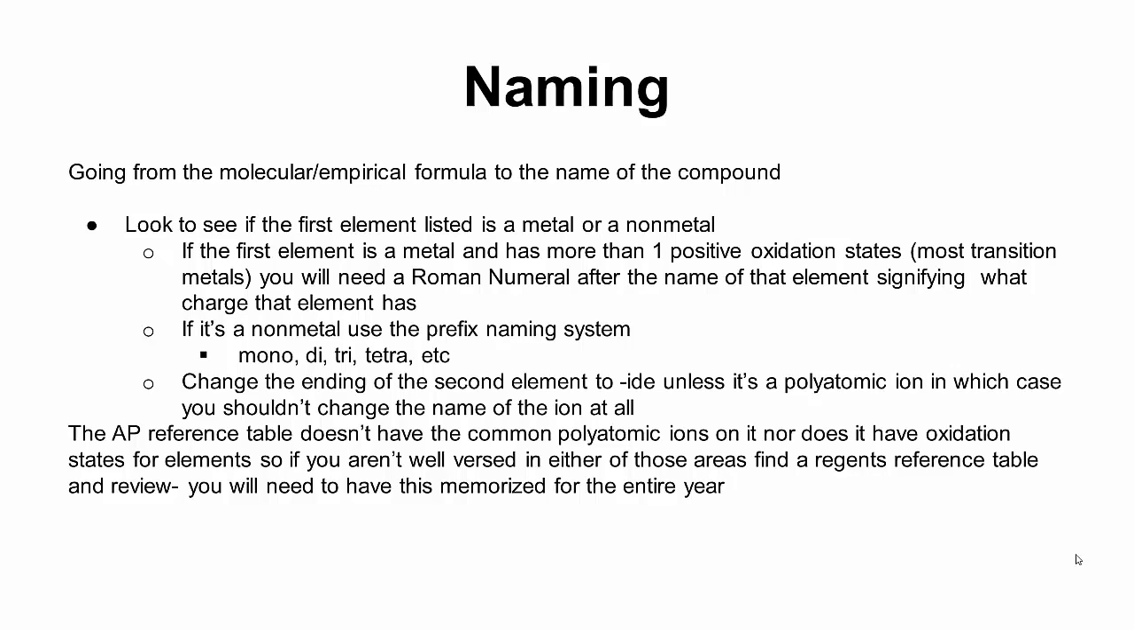For your second element in your compound, you're going to change the ending of the element to "ide," unless it's a polyatomic ion, in which case you shouldn't change the name of the ion at all. The AP reference table, unlike your honors or Regents reference table, doesn't have the names of common polyatomic ions, nor does it have oxidation states for elements. So I suggest if you aren't well versed in these areas, you find a Regents reference table and review.